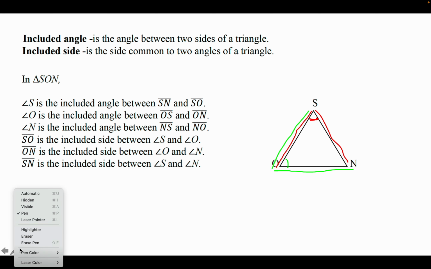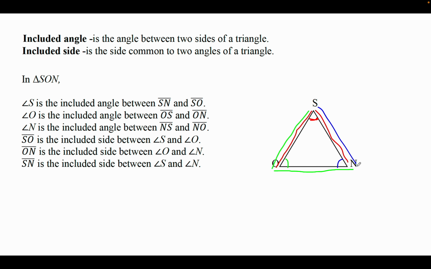And lastly, we have angle N. So the angle N here is the included angle between side SN and side ON. So that is how we're going to determine the included angle between two sides. Understood? Yes po, sir. Okay?